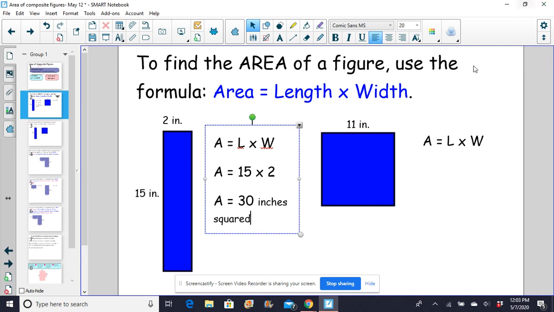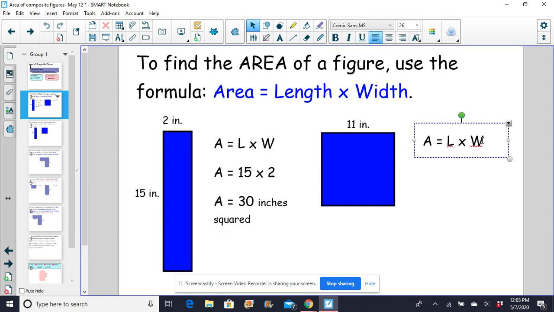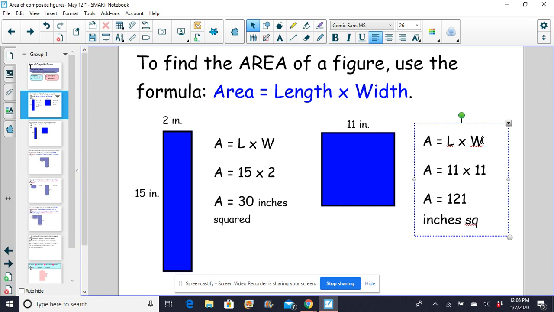Let's check out the square that is next to it there. I have 11 inches as one of my measurements. So A equals a length of 11 inches. And if it's a square, that means every single side is exactly the same measurement. So its width is also going to be 11. So 11 multiplied by 11 is going to be 121. 121 what? Well, this is also going to be inches squared or square inches, because of the fact that it's a measurement of that surface area inside the figure.